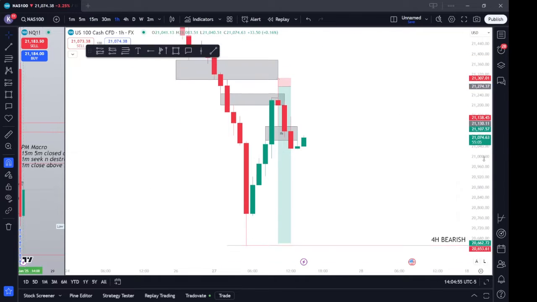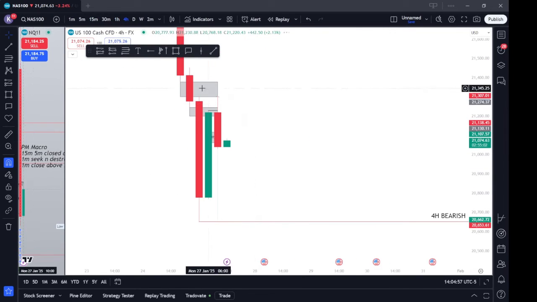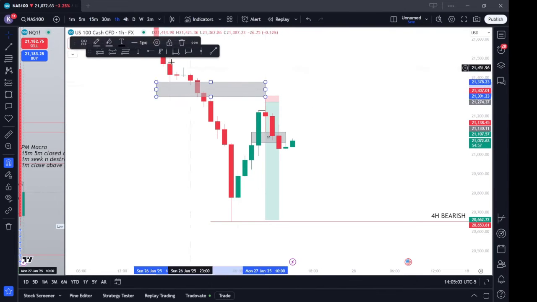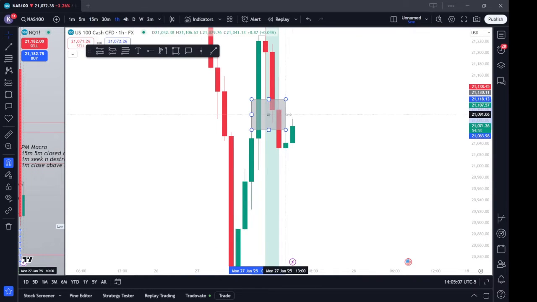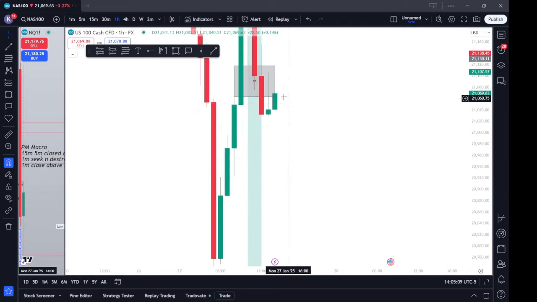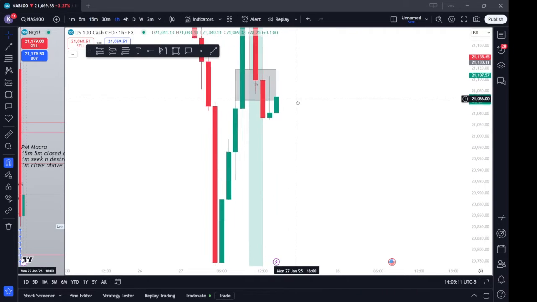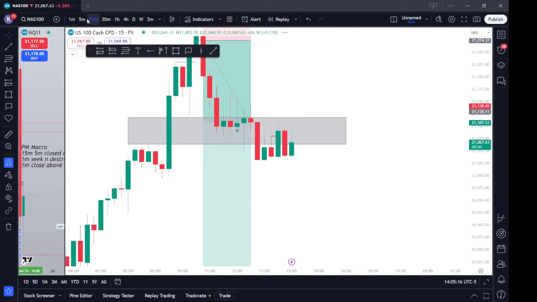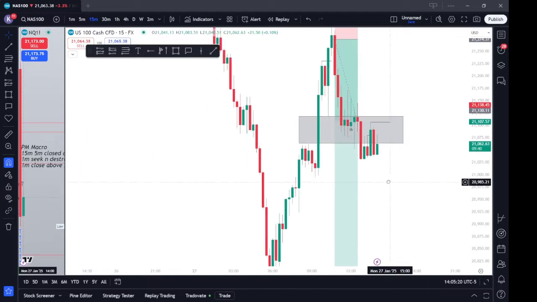So price went up to this 4 hour fair value gap, right? This 1 hour, it doesn't matter. It got into this 4 hour fair value gap. It closed below this 1 hour, inversing it. So now it's coming up, and now it's going to come back down to what? Because it's coming back up to this inversion, right? So it might sweep this high before coming back all the way down.